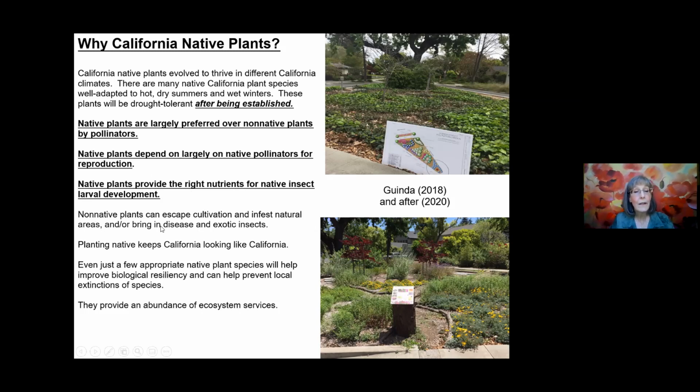Non-native plants can escape cultivation, infest natural areas, bring in diseases, exotic pests. And our native plants, with 8,000 species, we can keep California looking like California. And the plants provide an abundance of ecosystem services. So not just transforming those photons into protein, but also providing a lot of resources for other organisms.